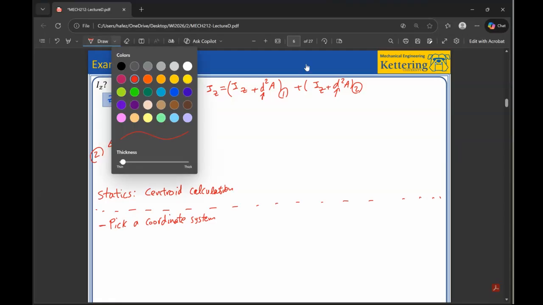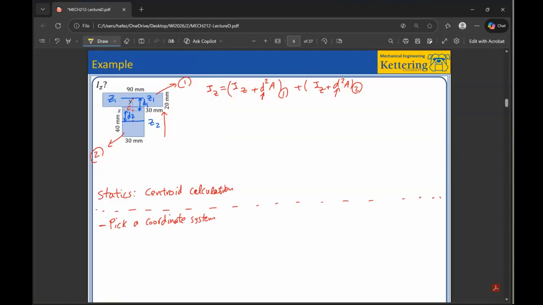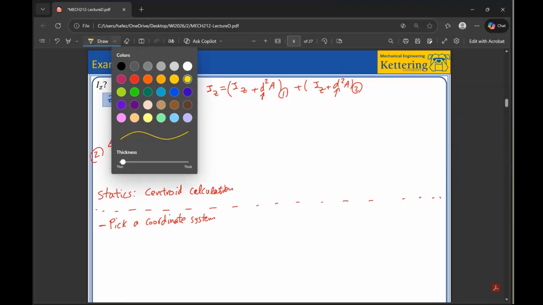So let's put that coordinate system, for instance, in here on the bottom left corner. Whatever you picked, that's absolutely fine. Just stay with that, and your calculation will be with respect to that point. All right, so that's the coordinate system.